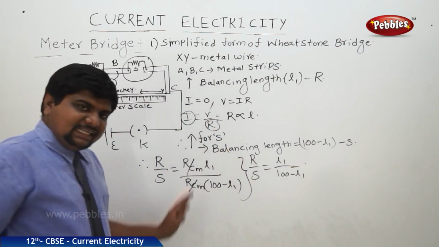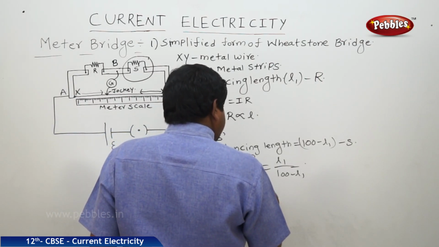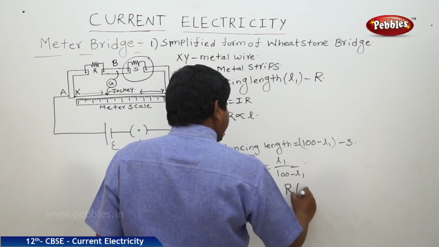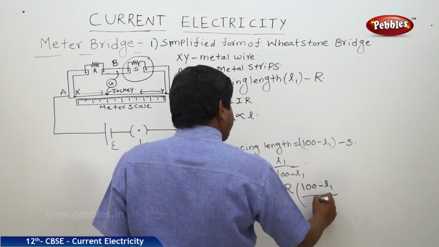We should find the S value. That's why S is equal to R into 100 minus L1 by L1.